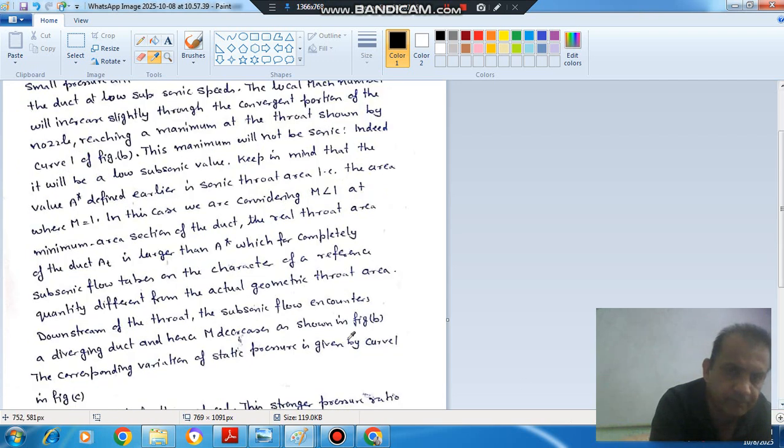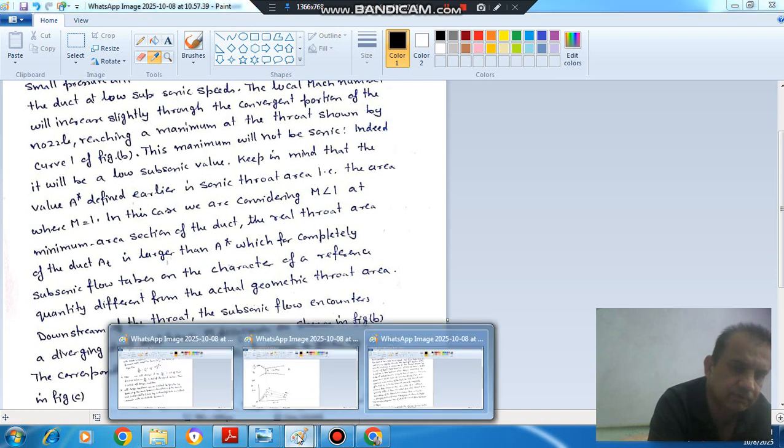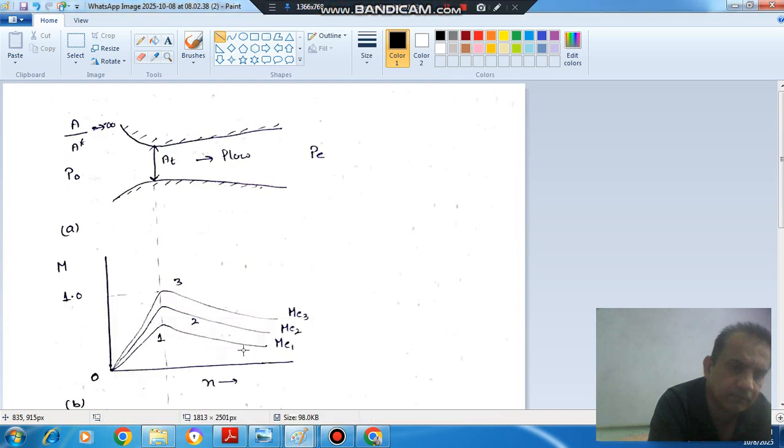Next point, downstream of the throat, the subsonic flow encounters a diverging section and hence M decreases as shown in figure B. The corresponding variation of the static pressure is given by curve 1 of figure C. So here downstream, as this is the subsonic case, the inlet to the divergent duct is subsonic, so it will decrease the Mach number.